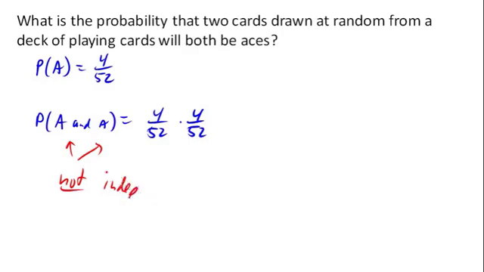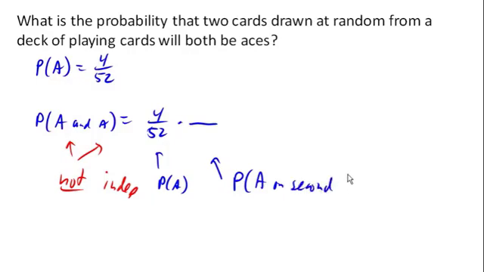Because after we pull out our first card, after we pull out the first ace, it changes not only the number of cards in the deck, but also the number of aces in the deck, right? So now for our first draw, the probability of an ace on the first draw is still 4 out of 52. But for our second draw, this is going to change. This is now the probability of an ace on the second draw, given, and we use this little bar for given, given an ace on the first draw. And this is what's called a conditional probability.